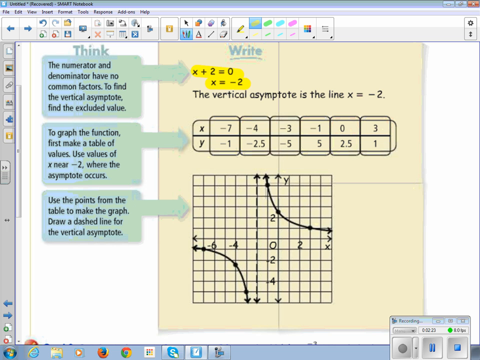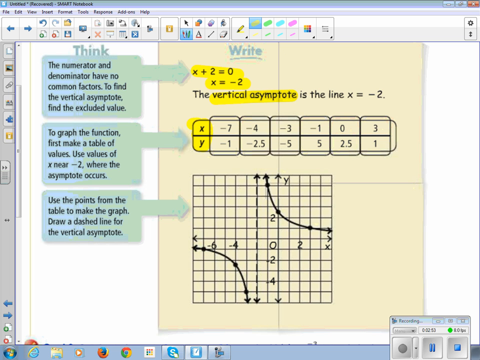It is also our vertical asymptote. Remember, when we have x equals a number, it gives us a straight up and down line. Our graph is going to get close to that line, but it's not going to touch it. It's going to zoom up towards infinity and zoom down towards infinity as we get close to that line. So you want to make a little xy table.